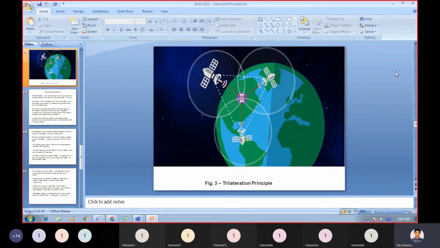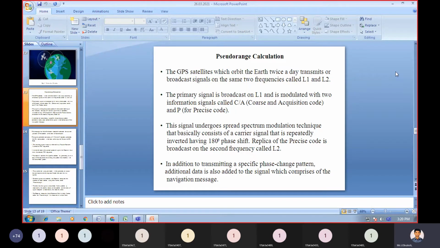So for calculating this pseudo range, the GPS satellites, which orbit the Earth twice a day, transmit or broadcast signals on two frequencies called L1 and L2.